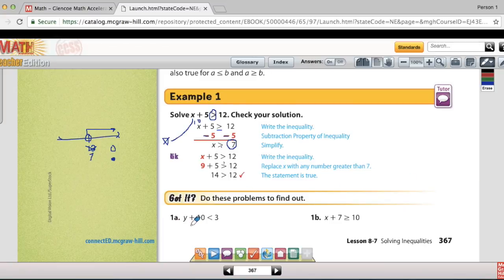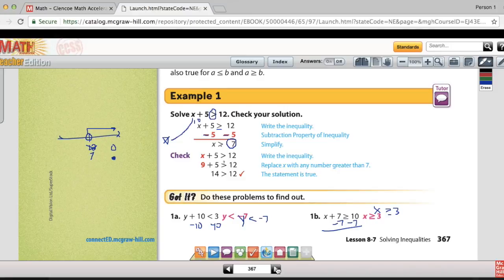On 1a, minus 10, minus 10. y is less than -7. Minus 7, x is greater than or equal to 3. Just turn my answers on really quickly to check those, and we are good.